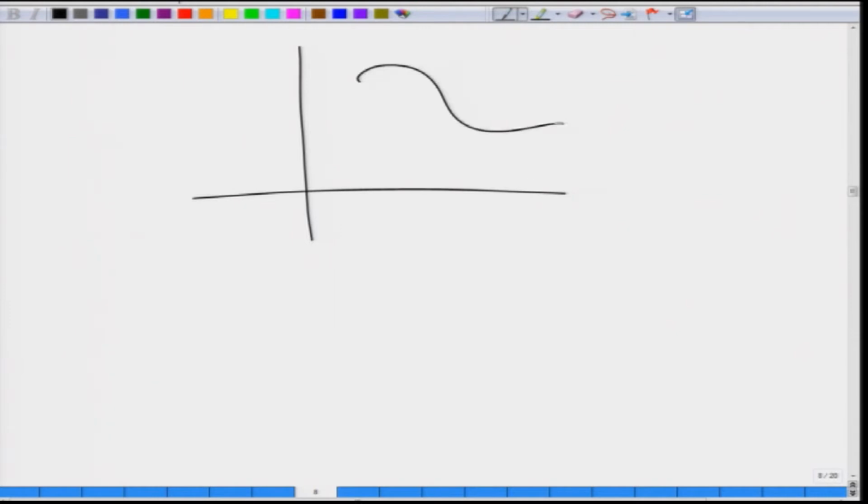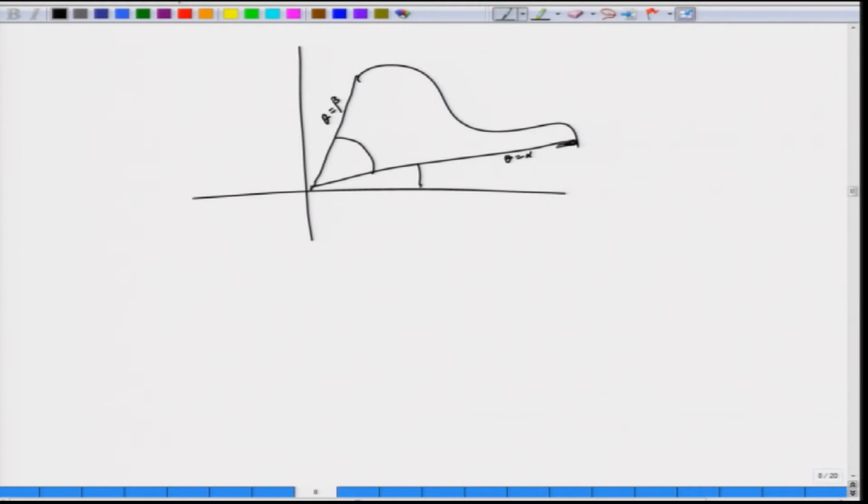So, pictorially, suppose we have a function which is given like this. We want to find the area under this. This line is theta equal to alpha, this is theta equal to beta. So, now what we are going to do is make a partition of this entire thing.